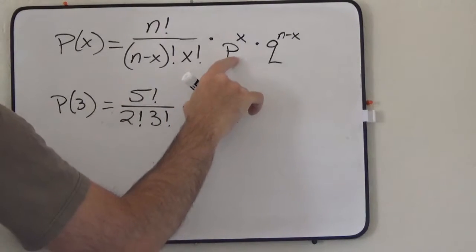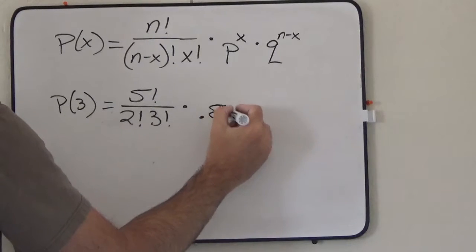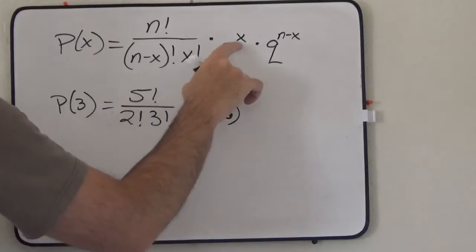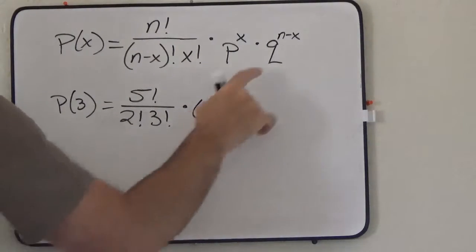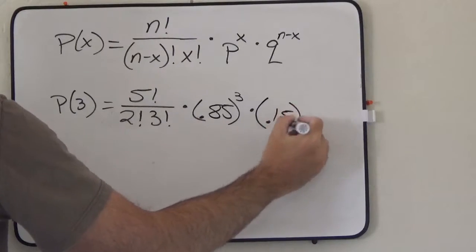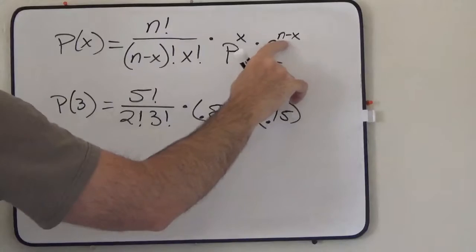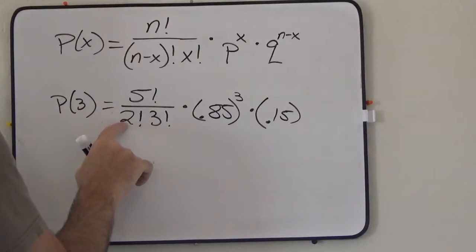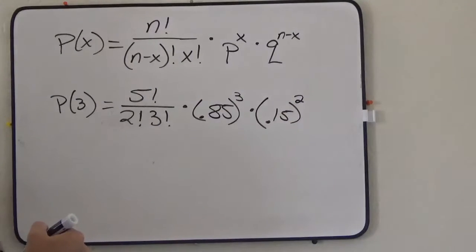Times, now P is the probability of success. That was 0.85, raised to the x power, which is 3. The probability of failure, that one was 0.15. Remember, we found that by subtracting 1 minus 0.85. Now it's n minus x power. We know that to be 2, right? So raised to the second power.